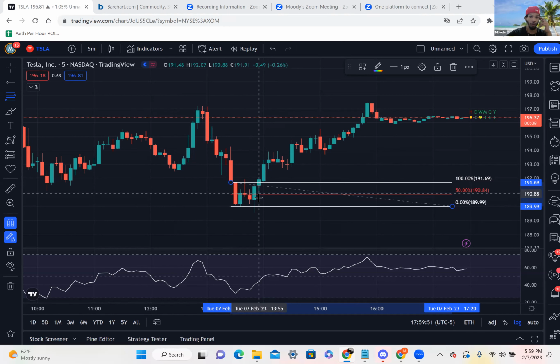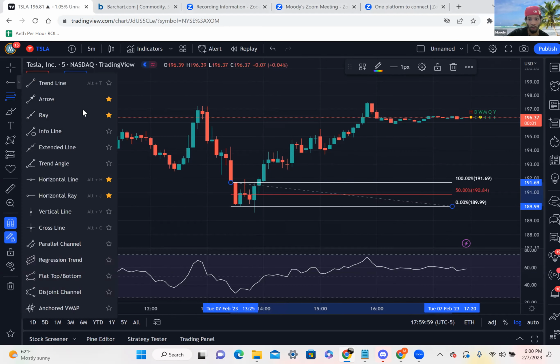Cup and handle also, even though they're deemed to be continuation patterns, no, they're not. Bull flags are continuation patterns. Why? Because you can see a bull flag. I'll just draw them all. After we run, this is all I see.